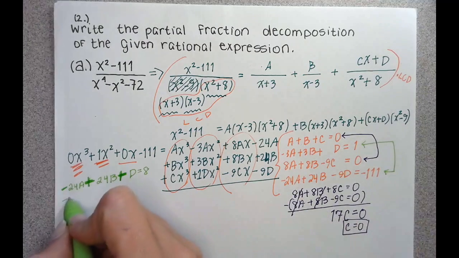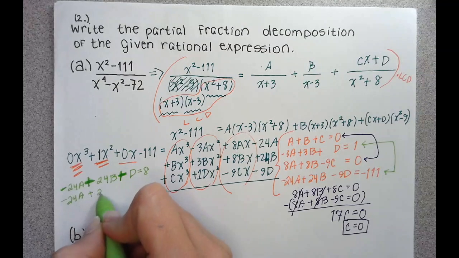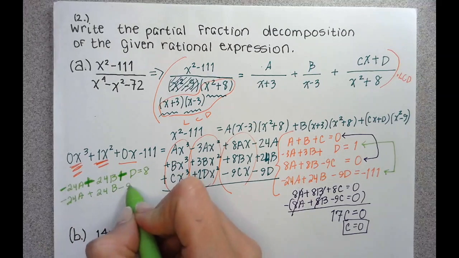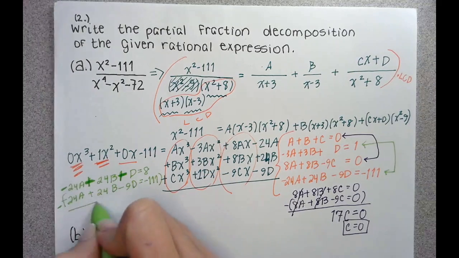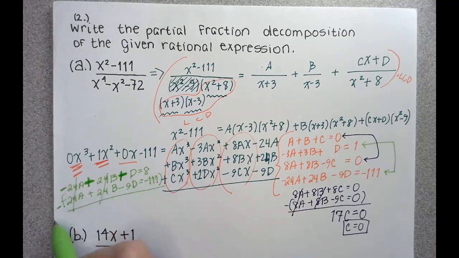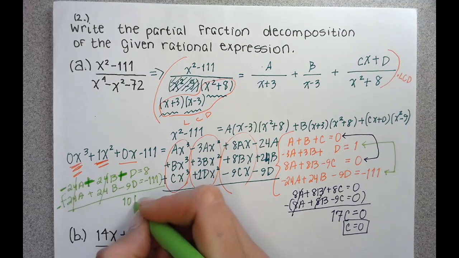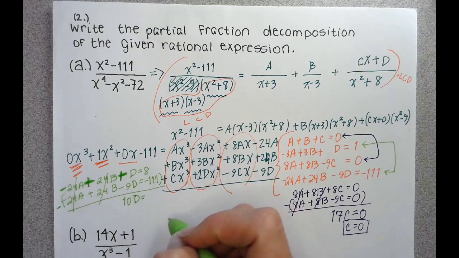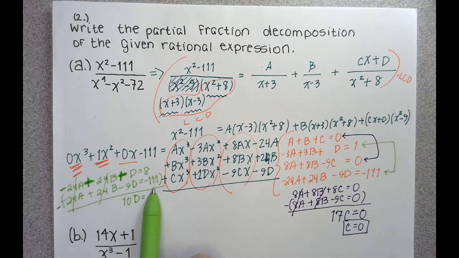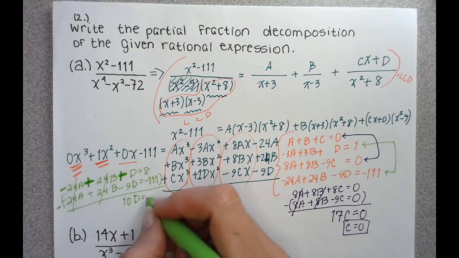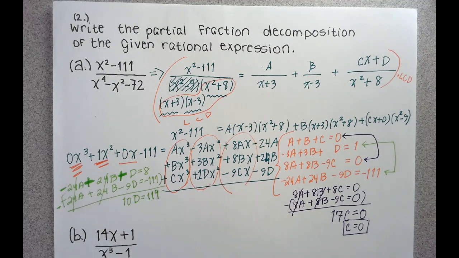And this one I'm going to leave. So it's again negative 24a plus 24b minus 9d equals negative 111, parentheses, minus sign, underline. These are gone. Okay, totally going to eliminate, I promise. Minus negative is plus, so that is 10d equals, that is 8 minus negative 111. 8 minus negative 111 is going to be 119.